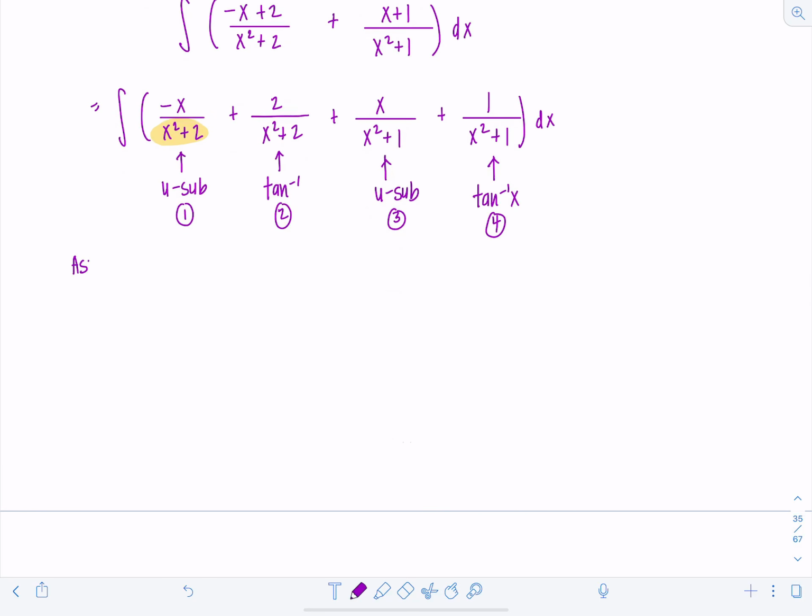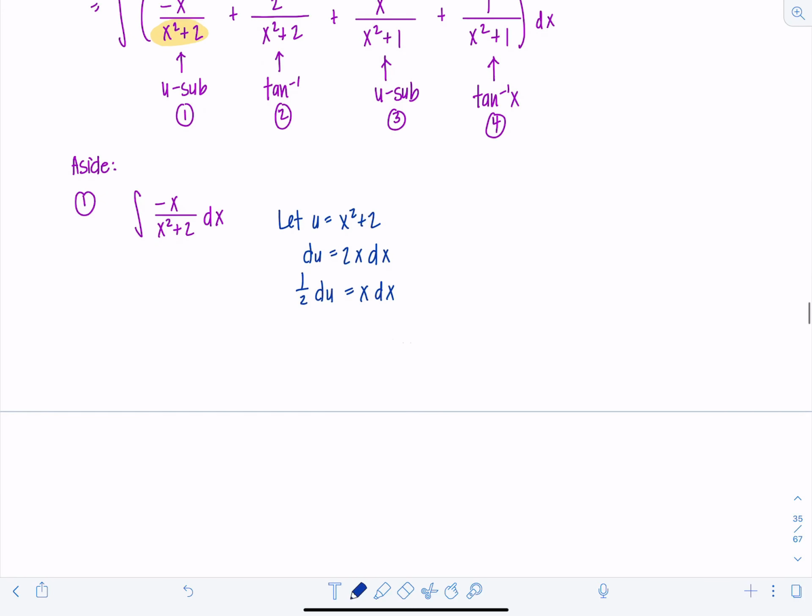So aside, integral number 1. We're going to look at -x over x squared plus 2 dx. So what we will do is let u equal x squared plus 2. Then du is going to be 2x dx. So 1/2 du is equal to x dx. So now rewriting this in terms of u, I have -1/2 times the integral of 1 over u du.